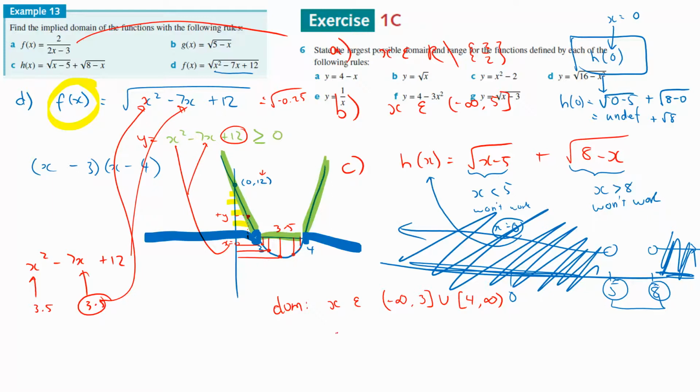Okay, so you could have done it this way as well. You can say element of R excluding. What do you want to exclude? You want to exclude, actually you don't want to exclude the 3. So don't exclude the 3. Exclude 3 to 4. There we go. Okay, so this is excluding.